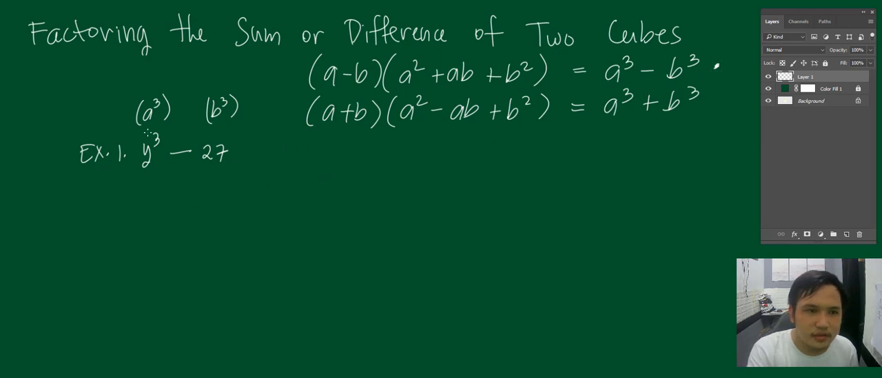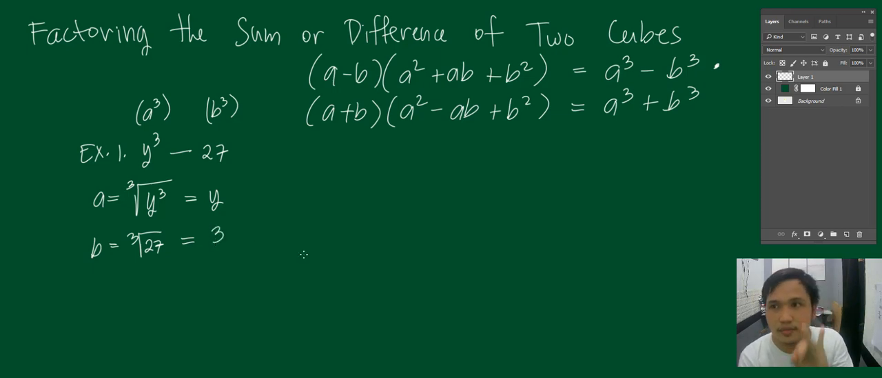So yung first pattern ang susundan natin. So we have to get the value of a. So to do that, a is equal to, kunin lang natin yung cube root ng a cube or yung y cube natin. So that is simply y. Yung b naman is going to be the cube root of 27. So that's 3. So 3 times 3 times 3 is 27. And then in this values of a and b, we're going to supply it into the given equation.